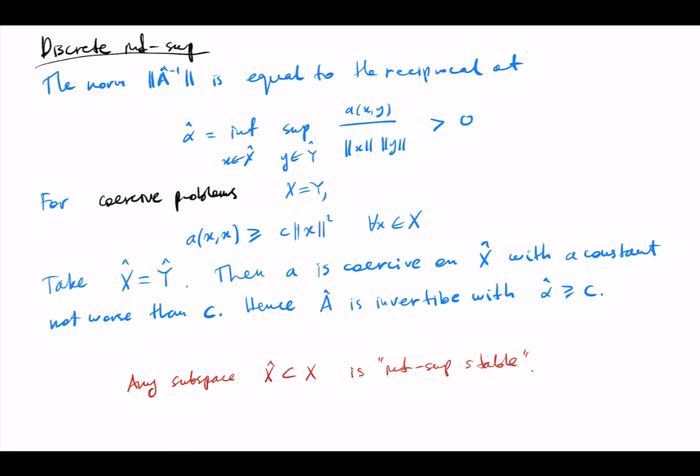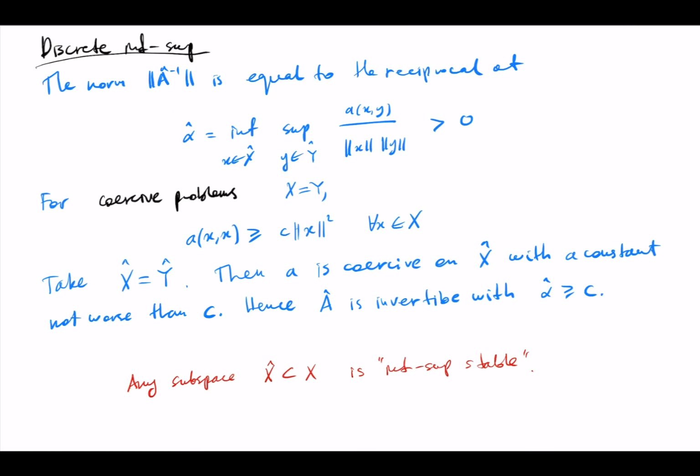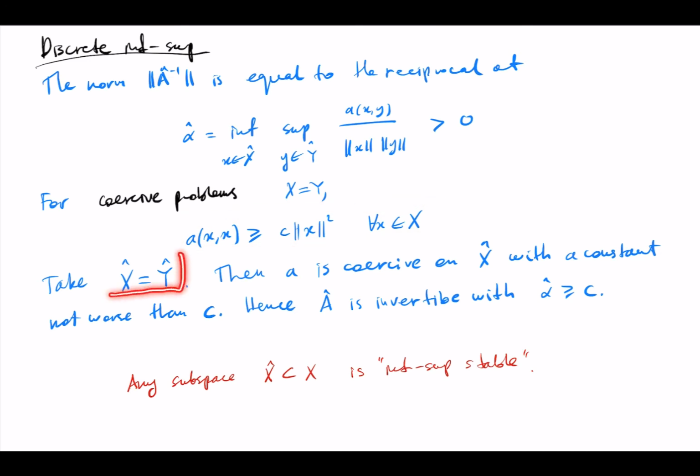So remember now, the norm of that is equal to 1 over alpha hat, where alpha hat is this inf-sup constant for A hat. Now first, if you have a coercive problem where this bilinear form is coercive, it's very easy to check this condition. So X is equal to Y, and suppose that we have this coercivity condition. Then we take x hat equal to y hat. Of course, we don't have to take it, but if we take x hat equal to y hat, it will be easy to derive the coercivity constant.